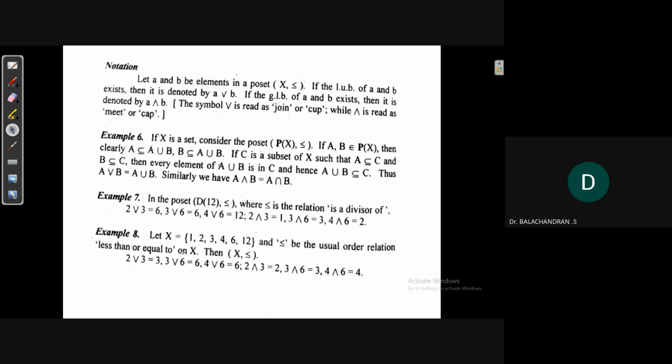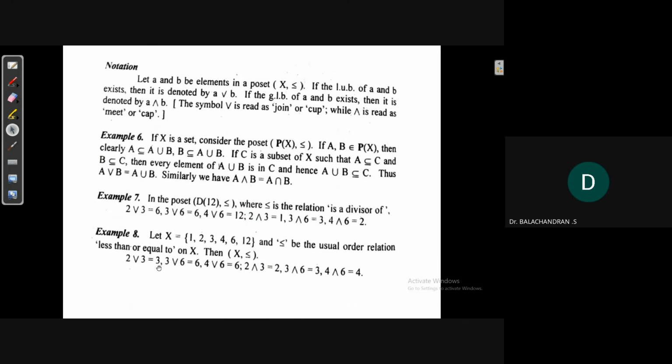Similarly, next, the same set, 1, 2, 3, 4, 6, 12. That is the divisors of 12. But here, the relation is what? Less than or equal to. For 2 and 3, what is the least upper bound? The upper bounds for 2 and 3 are 3, 4, 6, 12. So the least one is 3. Similarly, you can check the remaining.